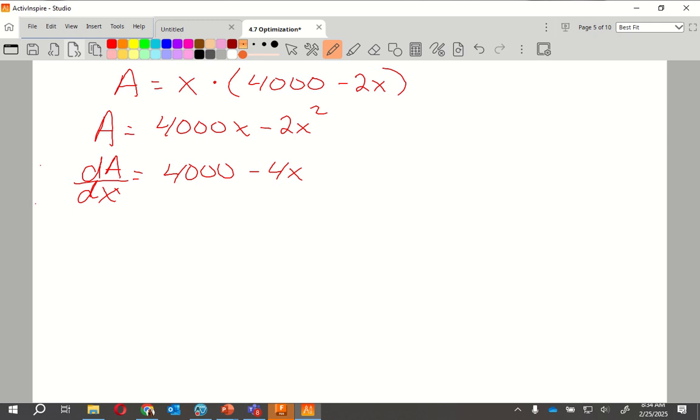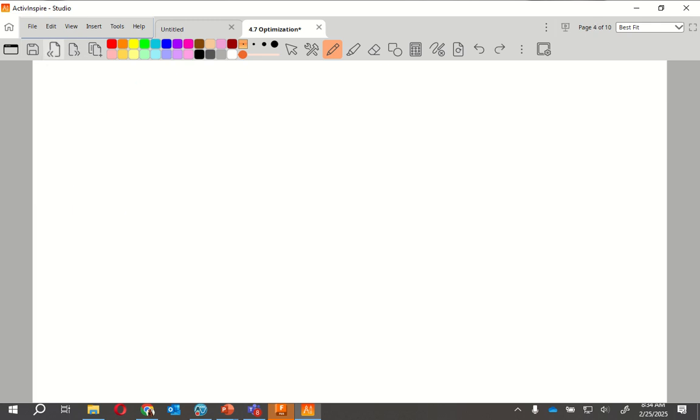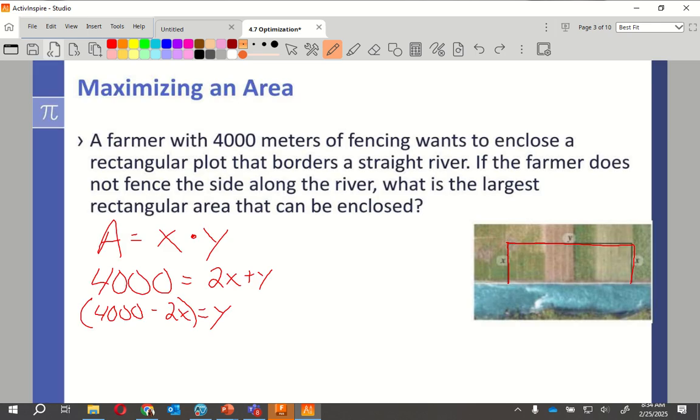Say, wait, did I make a mistake? What's wrong? Didn't you say 4,000 equals 2x plus y? Yes, but I isolated y right here, right? I subtracted 2x from both sides.